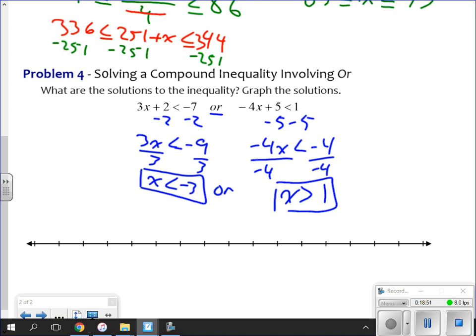So less than negative 3, everything less than that, or greater than 1. Okay, less than negative 3 or greater than 1. Questions?